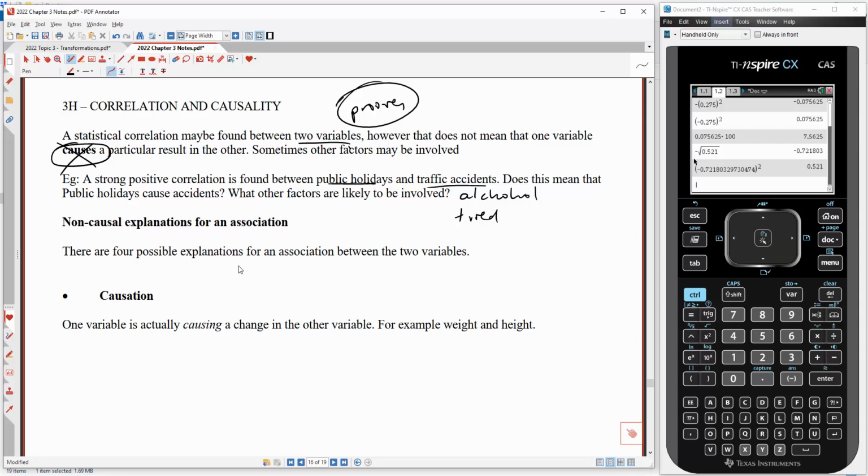So there are 4 possible explanations for an association between the two variables. One is causation. So one variable is actually causing a change in the other variable. And this is a factor here. So the taller you get, the more you're going to weigh. So that's weight and height. Okay, it's a fact. The more of you there is, the more you weigh. So height causes a change in weight.